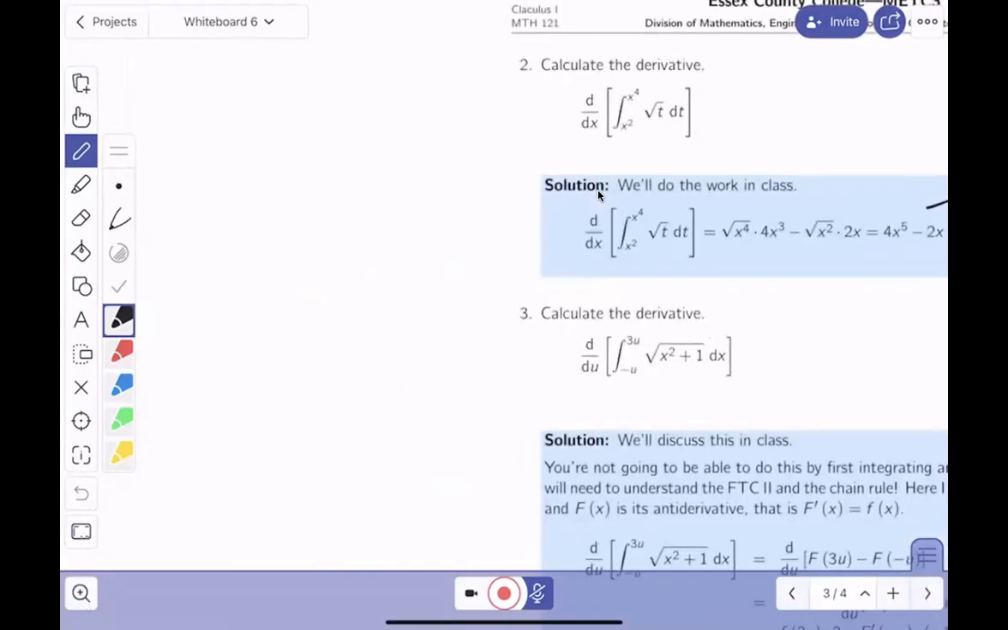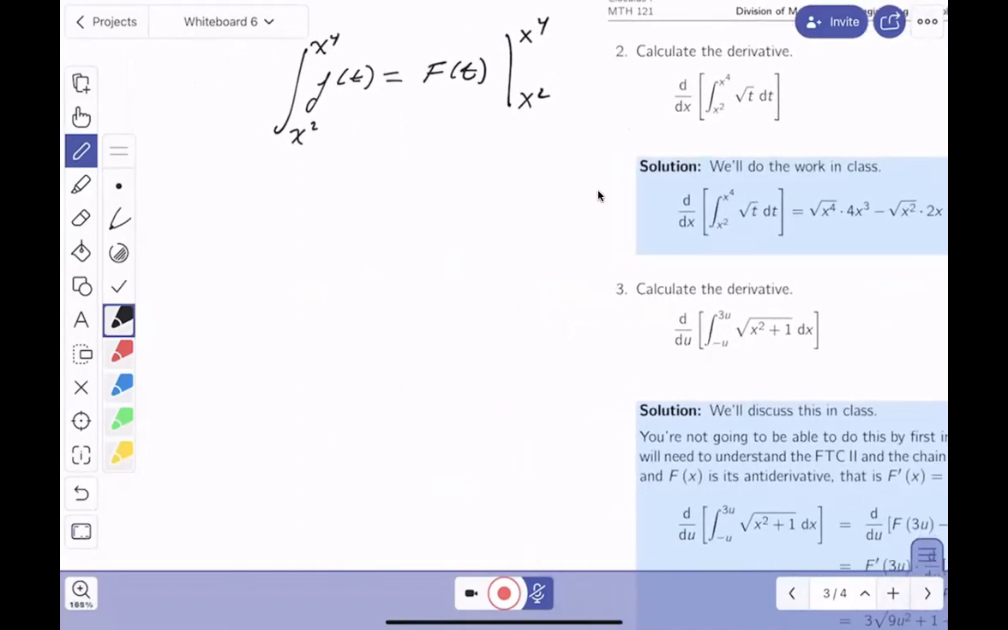So I'm going to point out that whatever this thing is over here, if I have a function f of t going from x squared to x^4, this would be some antiderivative, F of t, evaluated from x squared to x^4. Let me write that down for you. So the integral from x squared to x^4 of f of t dt is some antiderivative evaluated at x^4 minus some antiderivative evaluated at x squared.